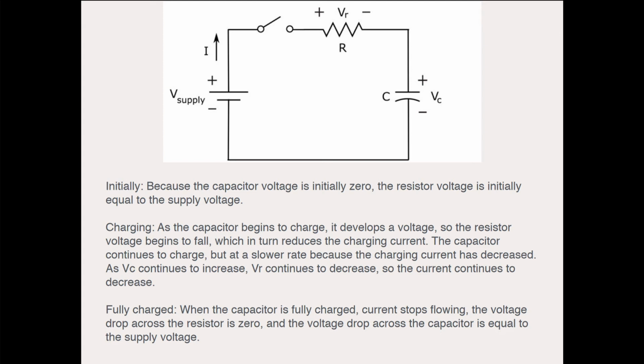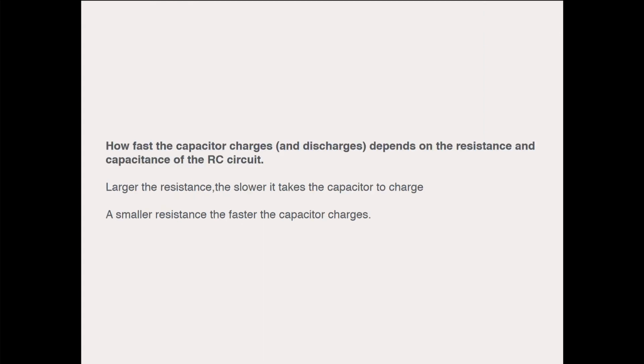When the capacitor is fully charged, current stops flowing, the voltage drop across the resistor is 0, and the voltage drop across the capacitor is equal to the supply voltage. So basically, the voltage across the resistor and the voltage across the capacitor change places as the capacitor itself charges.